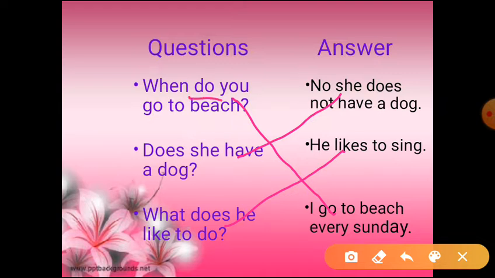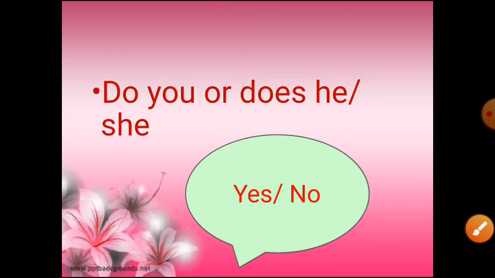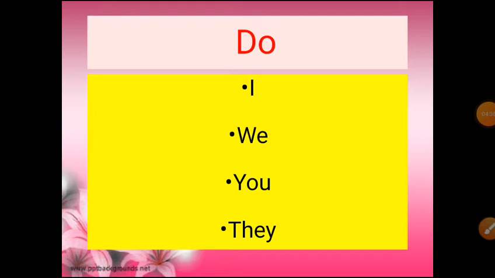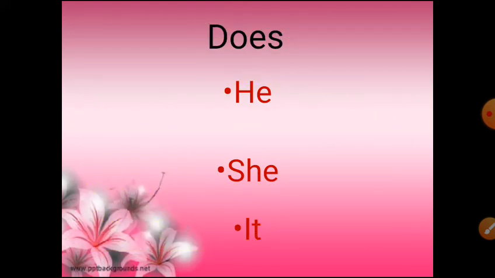You can observe do you, does she and does he questions. So these questions generally have yes or no answers. Okay, usually the questions begin with do you and does he or she. The response will be yes or no answers. Okay, we will use the word do for I, we, you, they. See, for example, do I sing a song? Or do you want chocolate? Like that. Okay, and the word does is used for he, she, it.